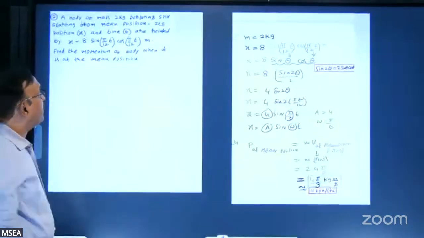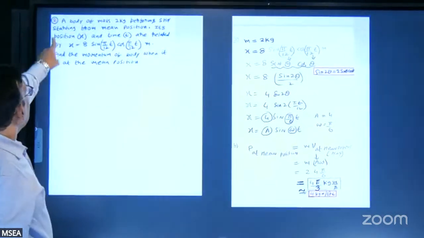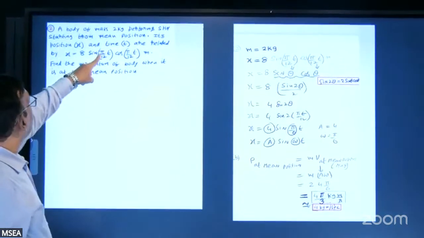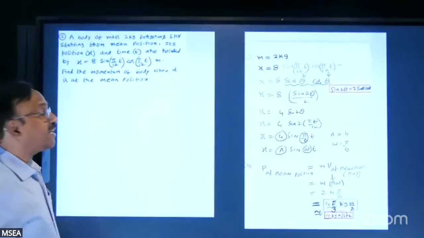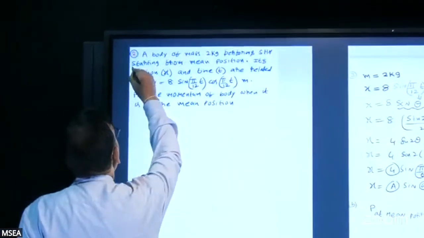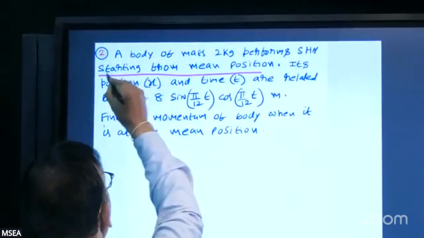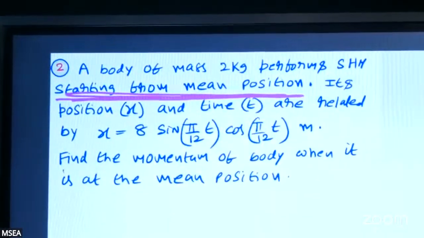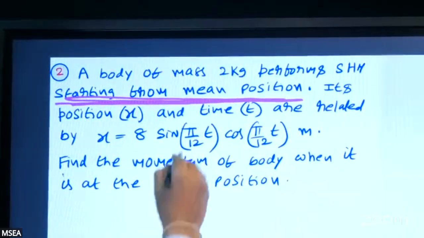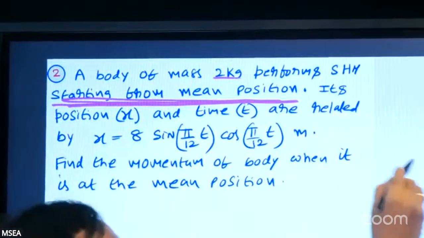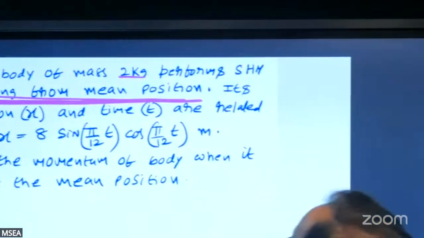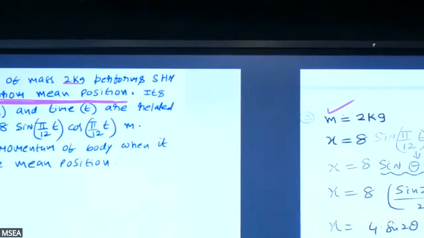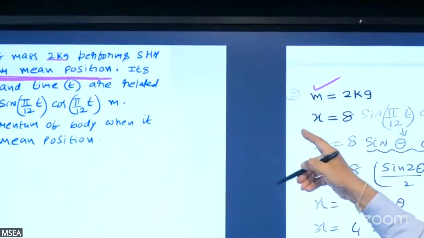The next bit. A body of mass 2 kilogram performs SHM starting from mean position. Very clearly said, the motion is started. That means at t equals 0, the body is at the mean position. The mass of the body is given as 2 kg, and the motion is started from the mean position.